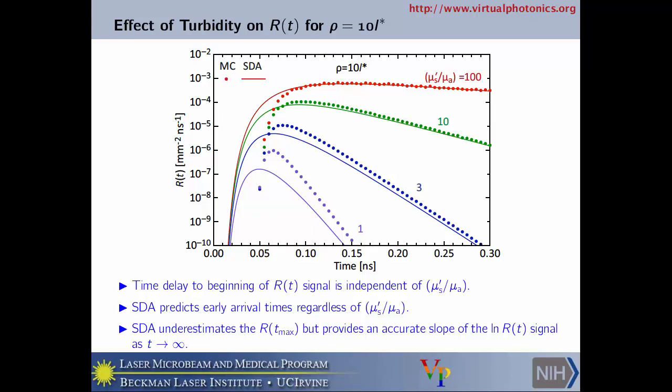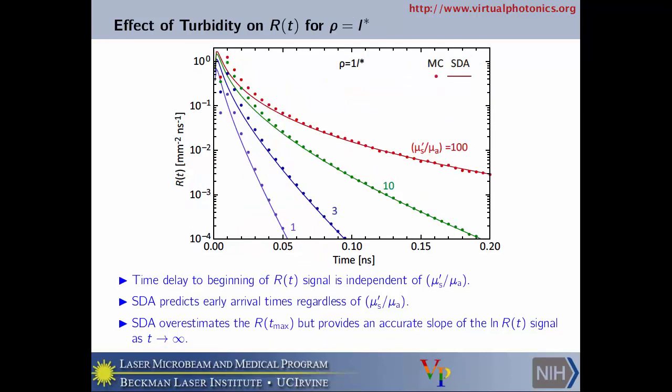The standard diffusion approximation also underestimates the time at which the signal reaches its peak by a bit. That will result in a misestimate of your recovered scattering properties. But for highly scattering materials, it actually gives you a fairly good slope. Once you get slightly more absorbing, the slopes start to be inaccurate.